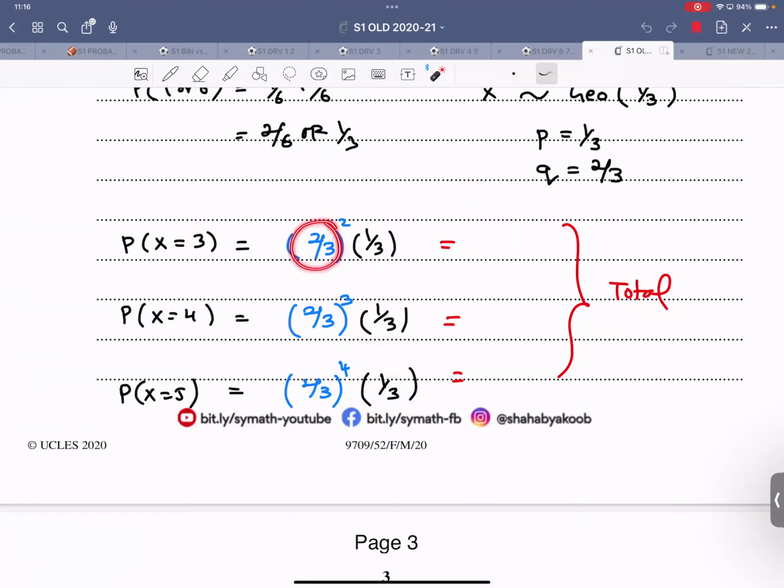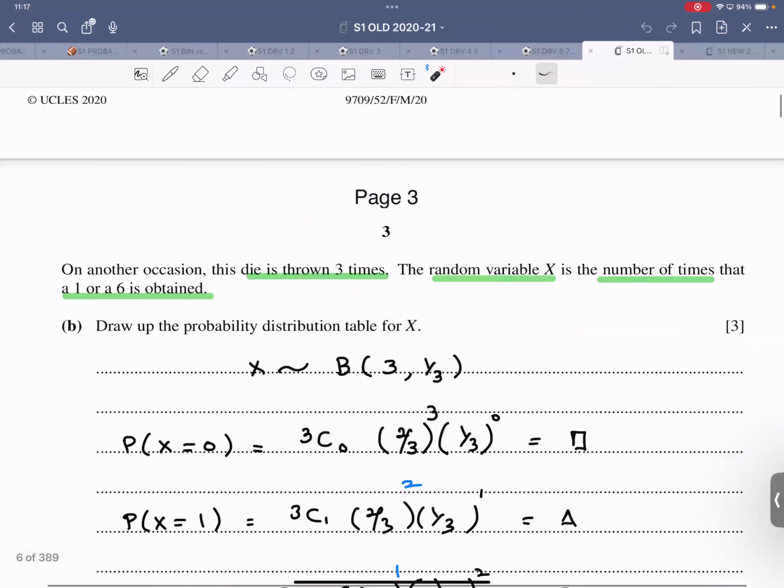So we are using indices. There are 2 failures and 1 success. In 4, there are 3 failures, 1 success. In 5, there are 4 failures, 1 success. That's how this question is done. You find the answers, you add it all up, and then you get the answer. Make sure you work in fractions. Do not round off. Do not torture yourself or the examiner.